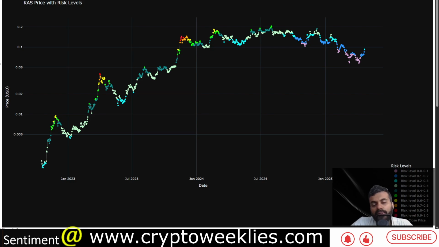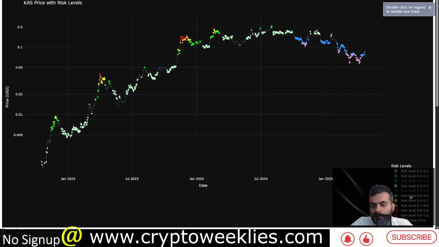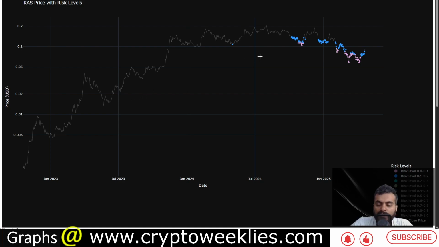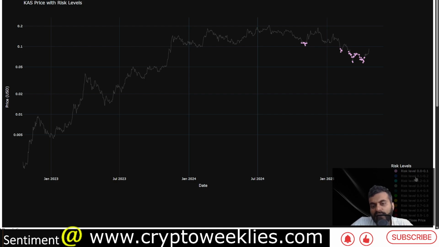The 20-week simple moving average based model says that, again, this is price color coded with risk levels. Again, this model did identify some of the great buy zones for Kaspa. If the hypothesis is only to DCA when the risk levels are less than, let's say, 20% for an altcoin, this makes some amount of sense. This is using only the 20-week simple moving average and the relationship of price versus the 20-week moving average. If you want to be more conservative, only DCA when the risks are less than 10%.